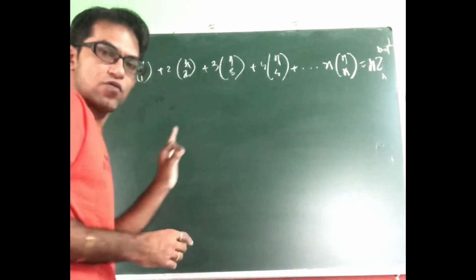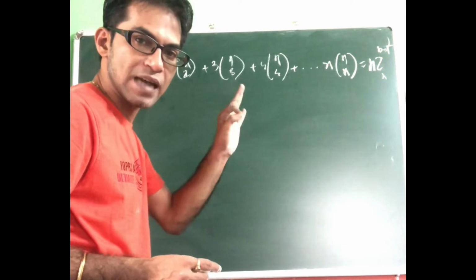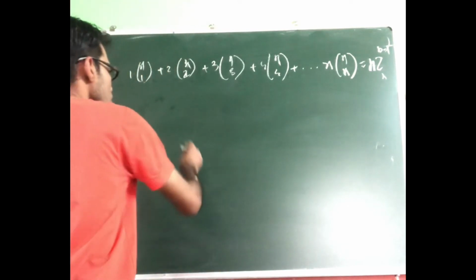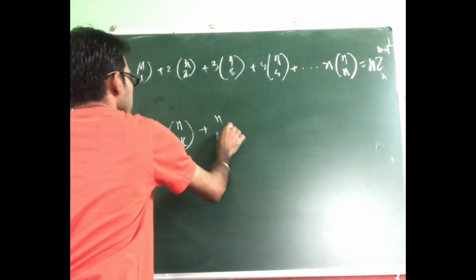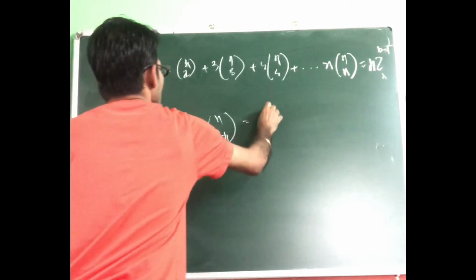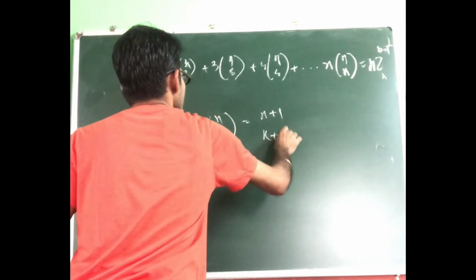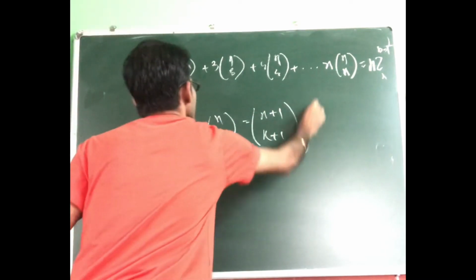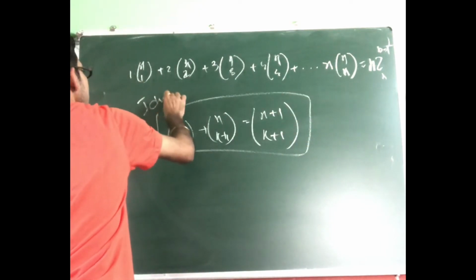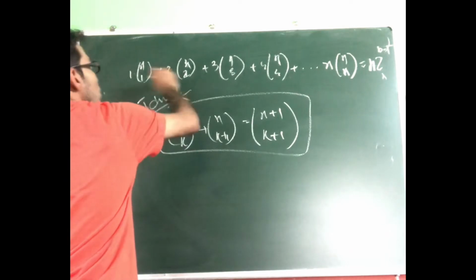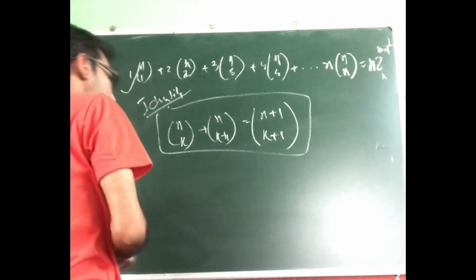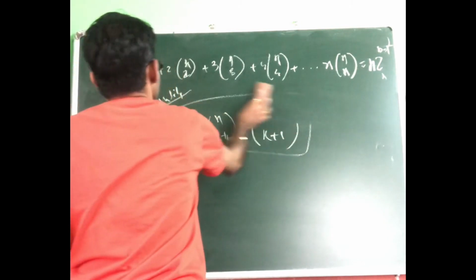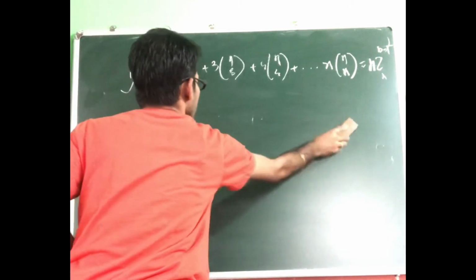So again we are going to use the identity. Which identity are we going to use? n choose k plus n choose k plus 1 is equal to n plus 1 choose k plus 1. We are going to use this identity to prove this. Same identity that we used in the last problem, so this is just a reminder of what we are going to use.